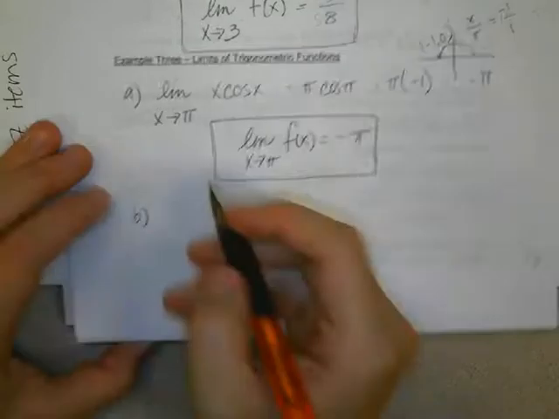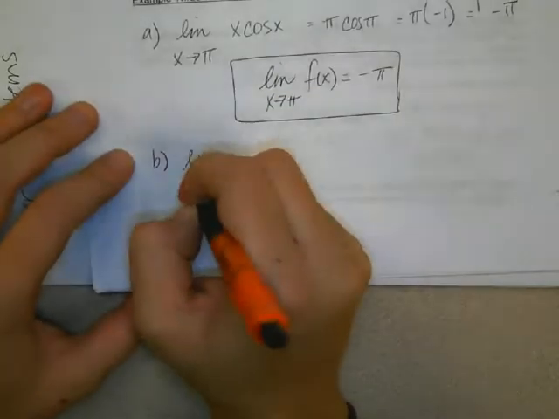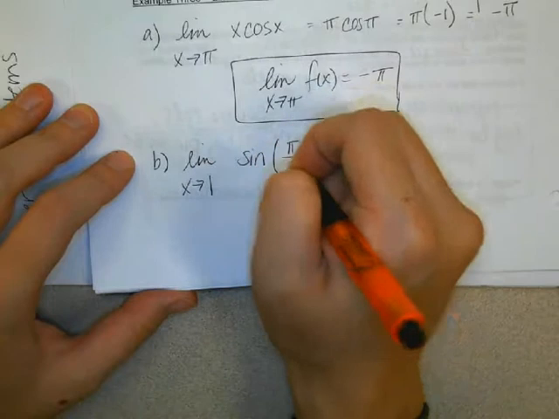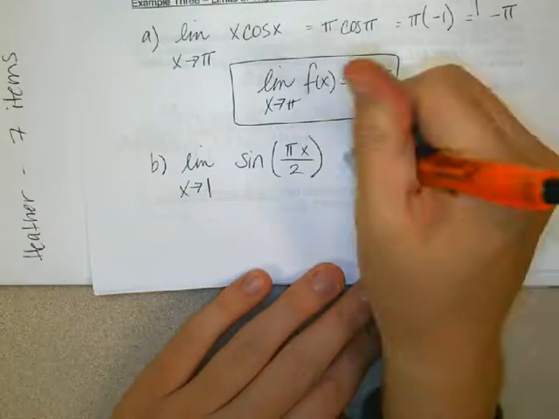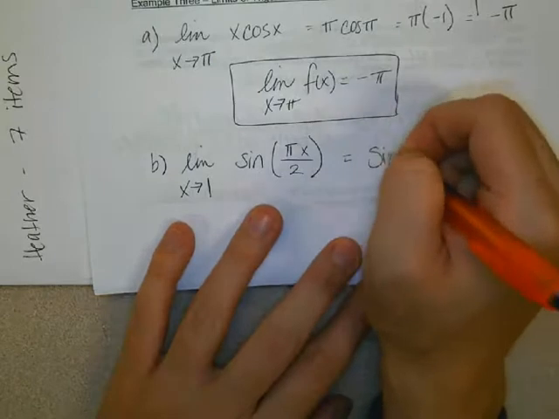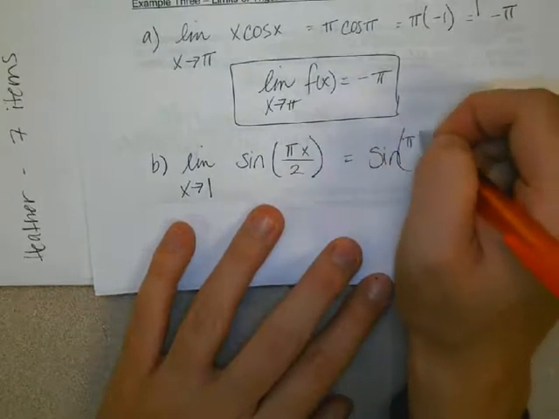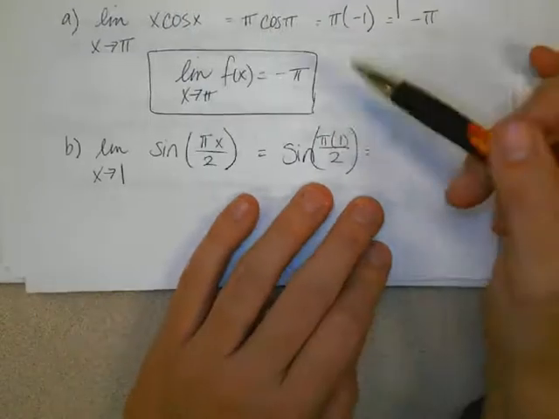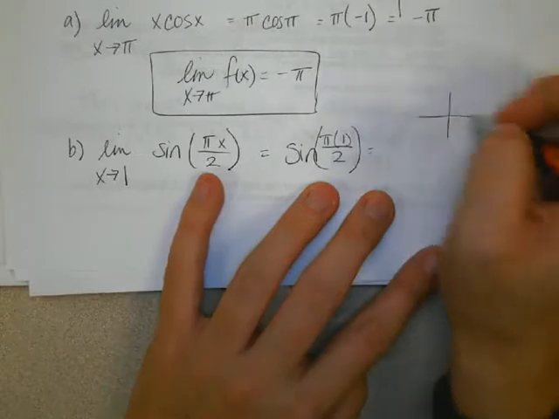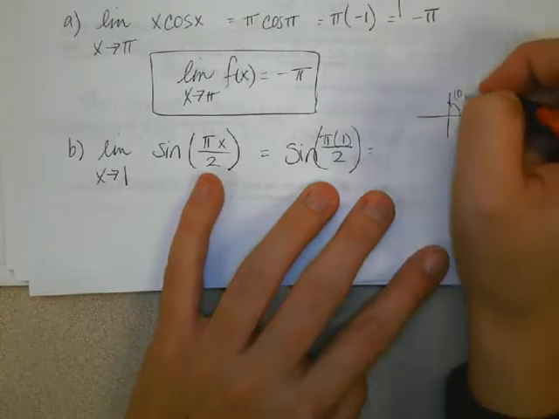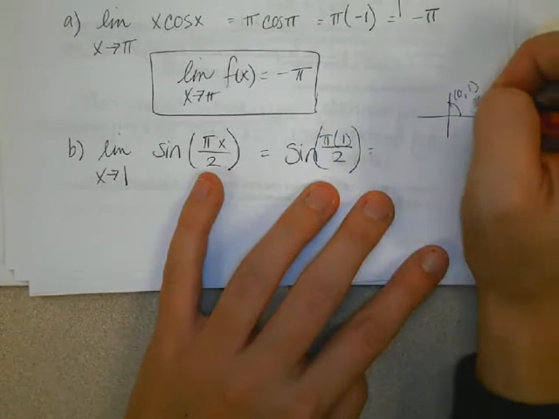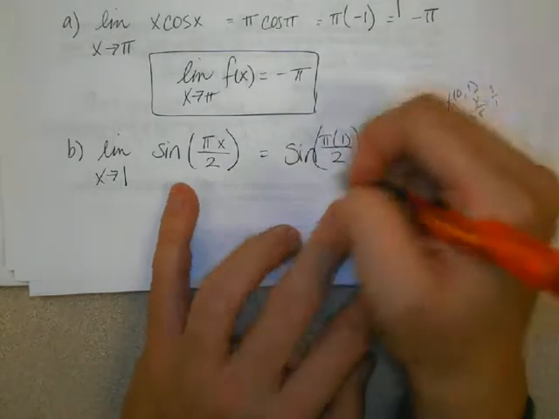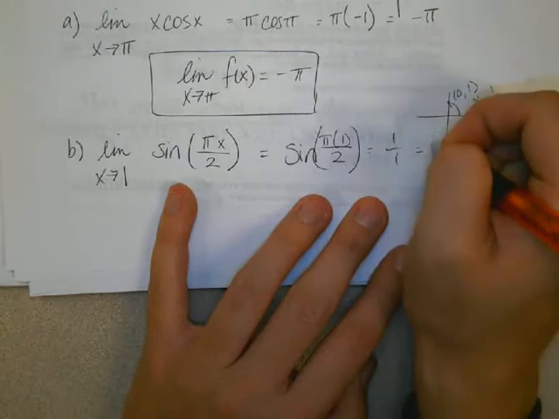Okay, same type of deal. The limit as x approaches 1 of sine of pi x over 2. Again, we're going to directly substitute first to see if that works. So sine of pi times 1 divided by 2. So technically this is sine of pi halves. Pi halves is this angle here, which is the point 0, 1. And sine is y over r, or in this case 1 over 1 in the unit circle. So the value of this is just going to be 1.